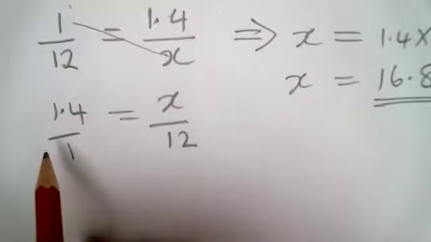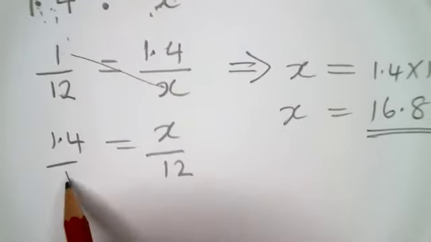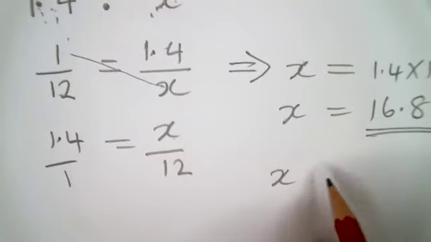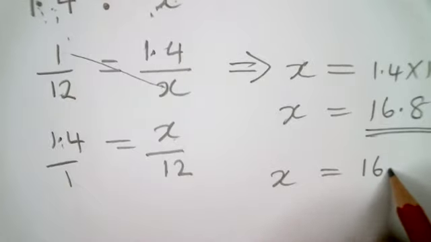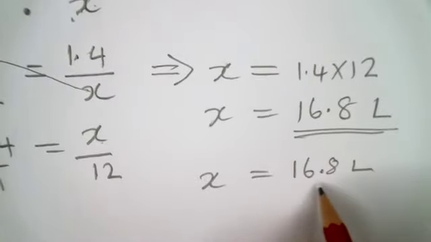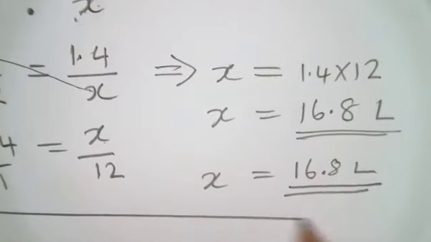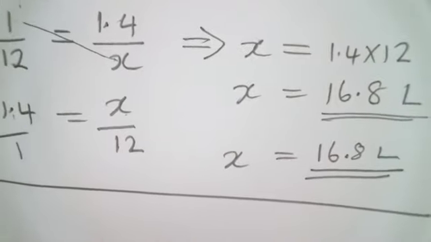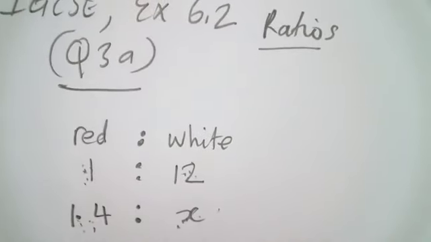Let's do the same thing again using this method here. And you'll notice it plays out exactly the same way. Because 1 times x is x, there it is. And 1.4 times 12 is again 16.8 litres. And that's how we solve that. All right, so that's question 3, part A. Hope that makes sense.